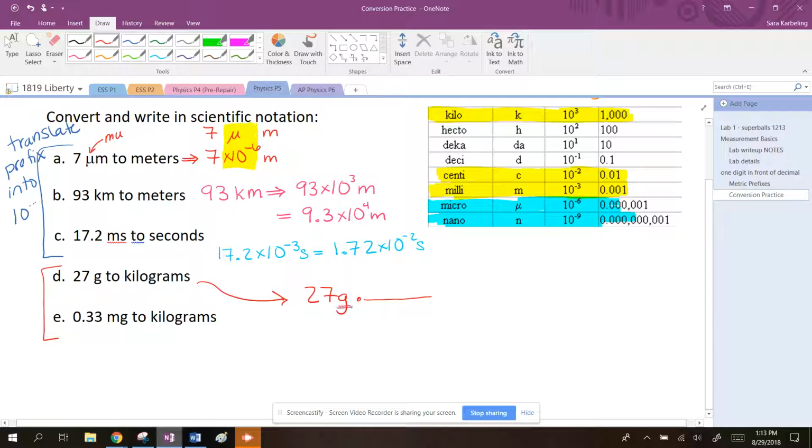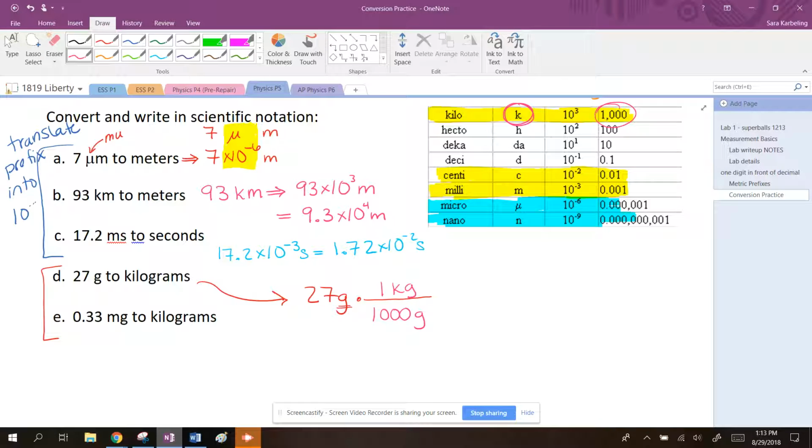I want to convert from grams to kilograms. Hey, this tells me what it is. From grams to kilograms. There are 1,000 grams in a kilogram. Are you with me there? There are 1,000 grams in a kilogram. I'm going to write 1 kilogram up here. I'm going to write 1,000 grams down there. How are we doing? Are you okay so far?